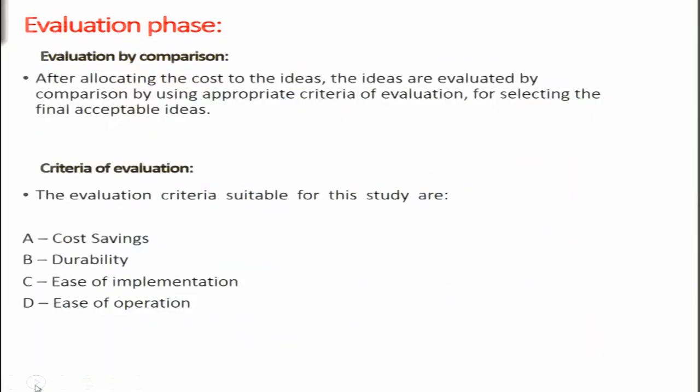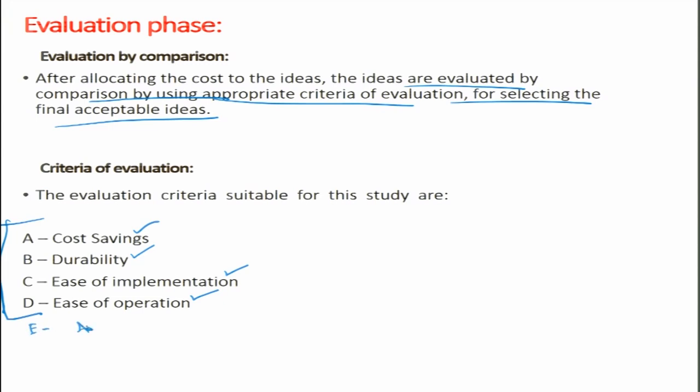In the evaluation phase, after allocating the cost, the ideas are evaluated by comparison using appropriate criteria of evaluation for selecting the final acceptable ideas. The criteria for selecting the idea are the cost savings, durability, ease of implementation, ease of operation. People can have many more, like availability, then we can have resistance of employees. We can have any number of criteria here.